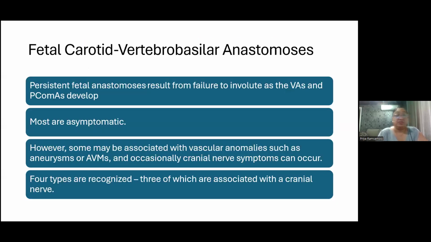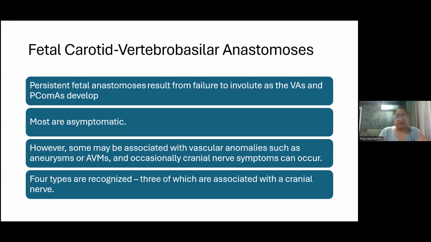So we cannot complete the arterial supply without talking about our fetal carotid-vertebrobasilar anastomoses. These are basically persistent fetal anastomoses that result from failure to involute as the vertebral arteries and the posterior communicating arteries develop, right? Generally they are asymptomatic, but you have some that are associated with vascular anomalies such as aneurysms and AVMs. This is why it's important that we do it for the sake of completion and to know that it exists.